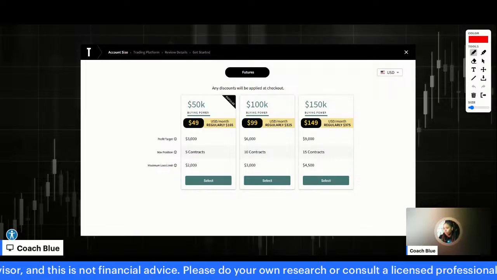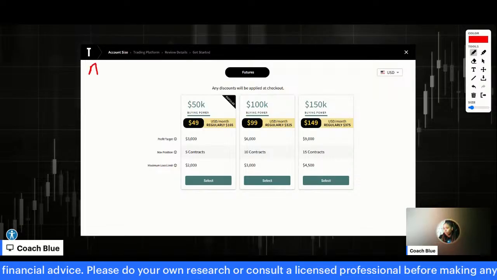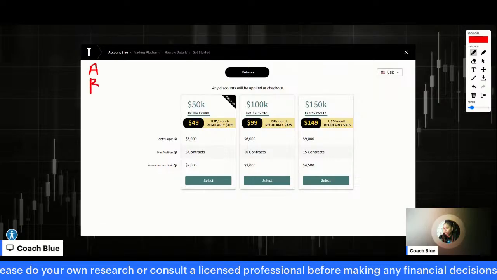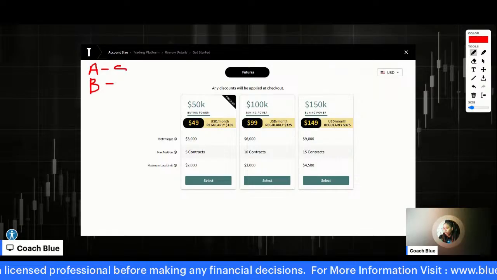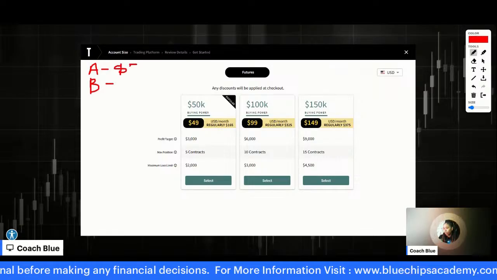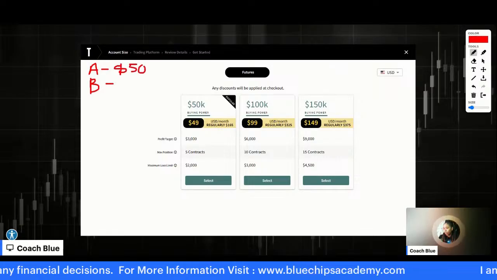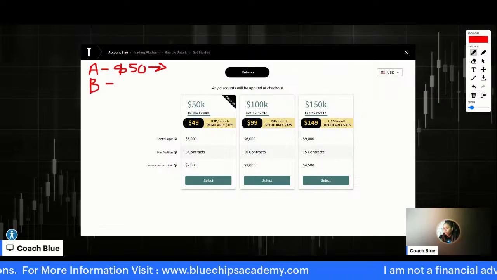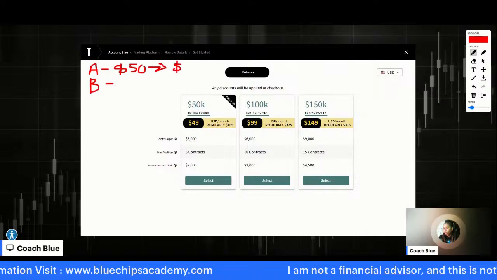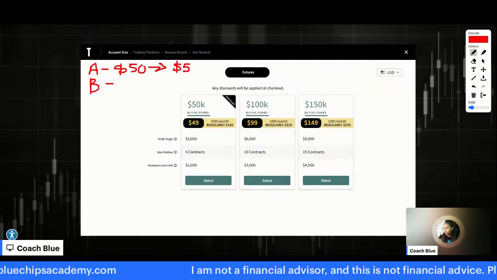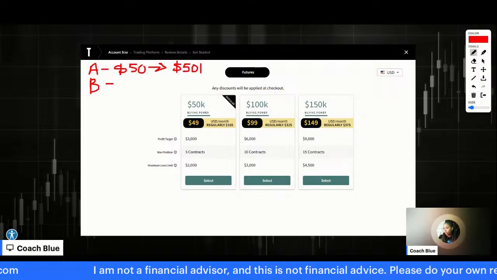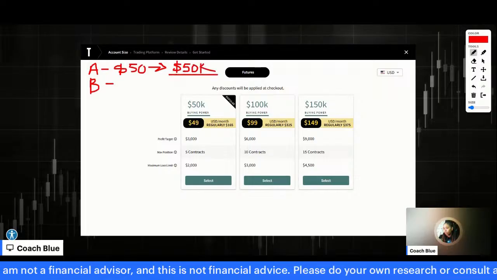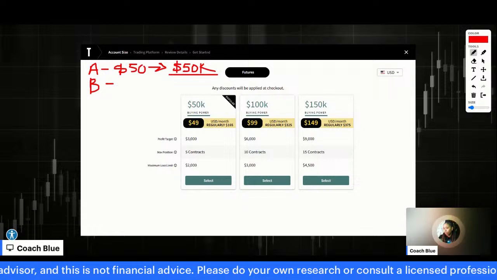So let's run through that scenario. You have trader A, and then you have trader B. Trader A says, you know what? I'm going to put up the $50 and get access to a potential $50,000. Okay? Now, granted, there might be some resets and stuff like that in between, right? But at the end of the day, you're not risking $50,000. That's not even close.